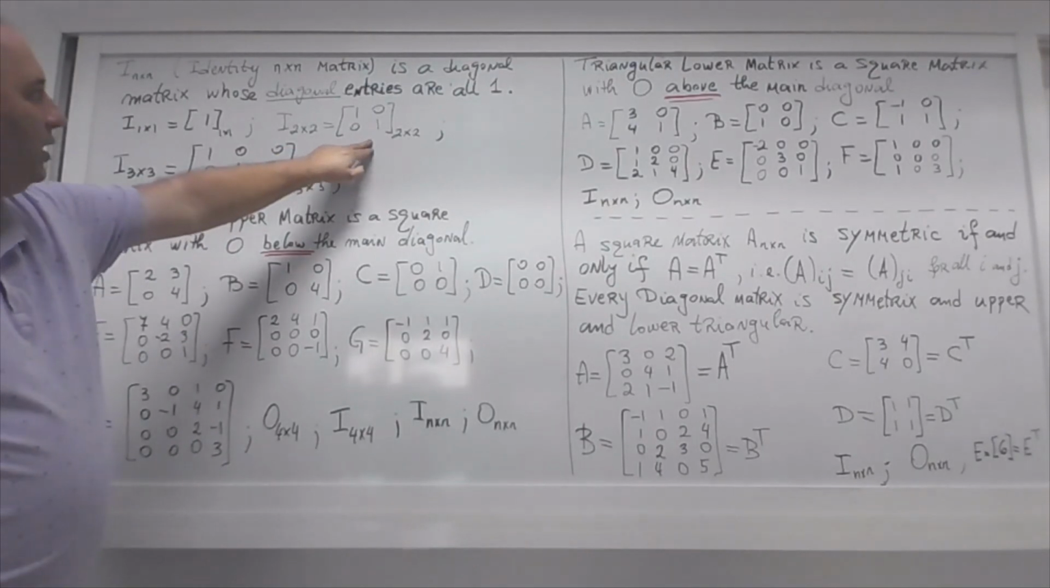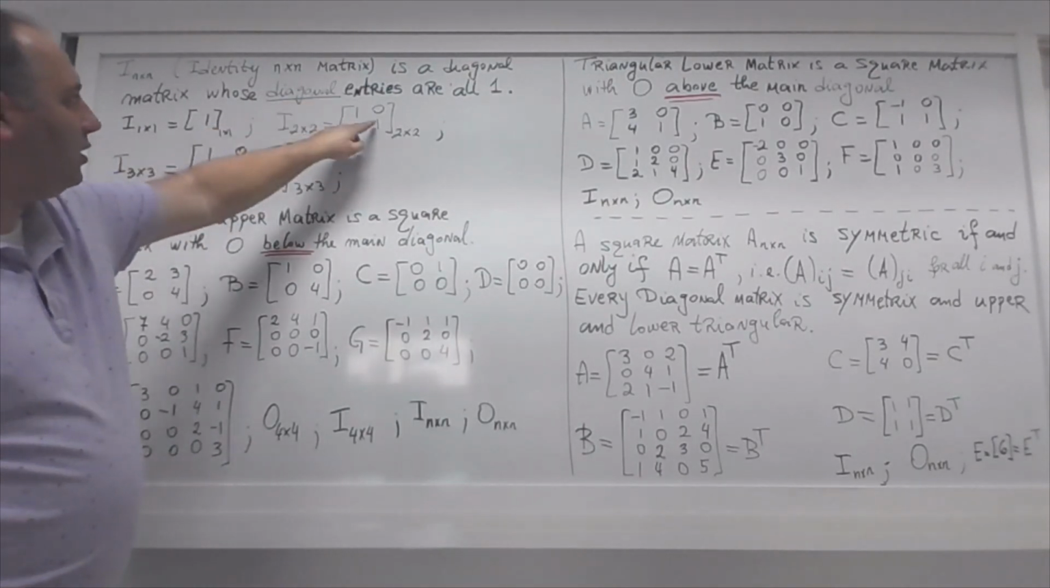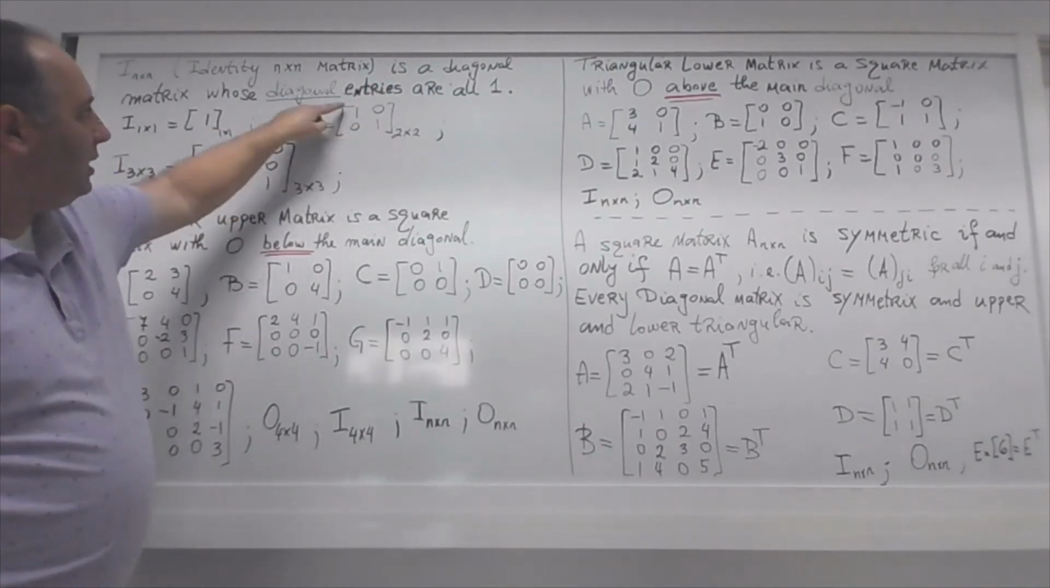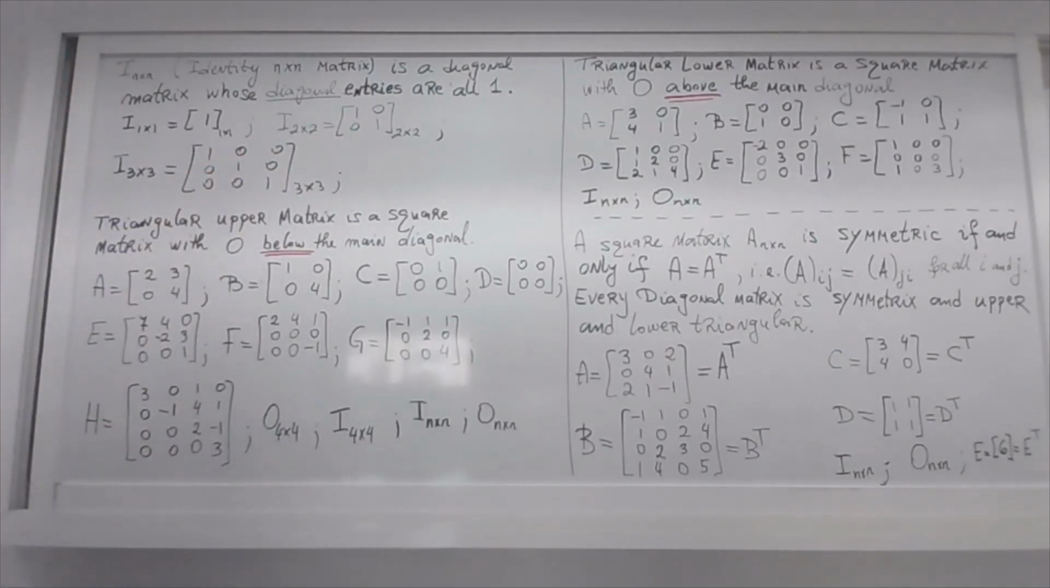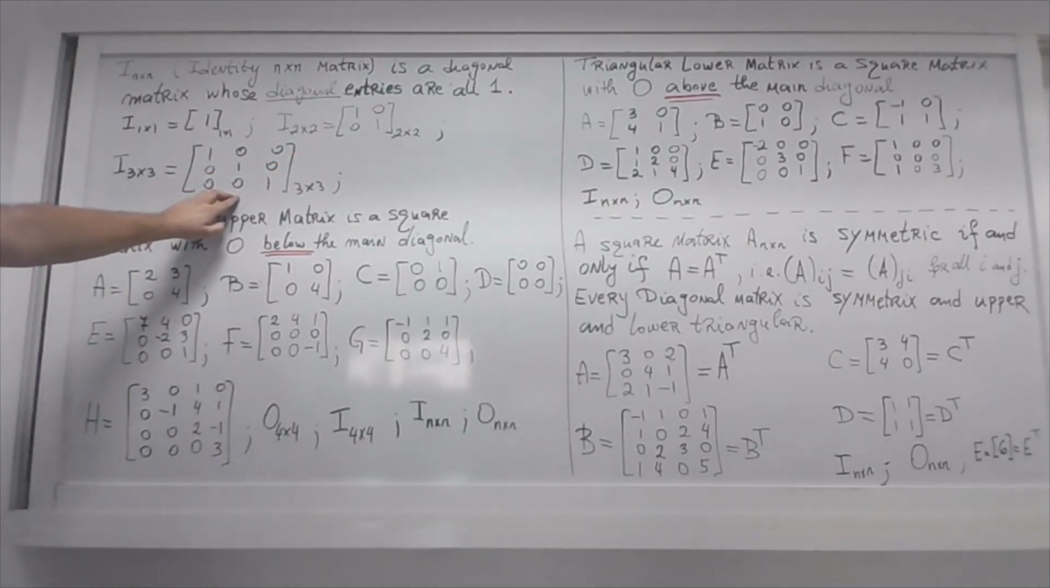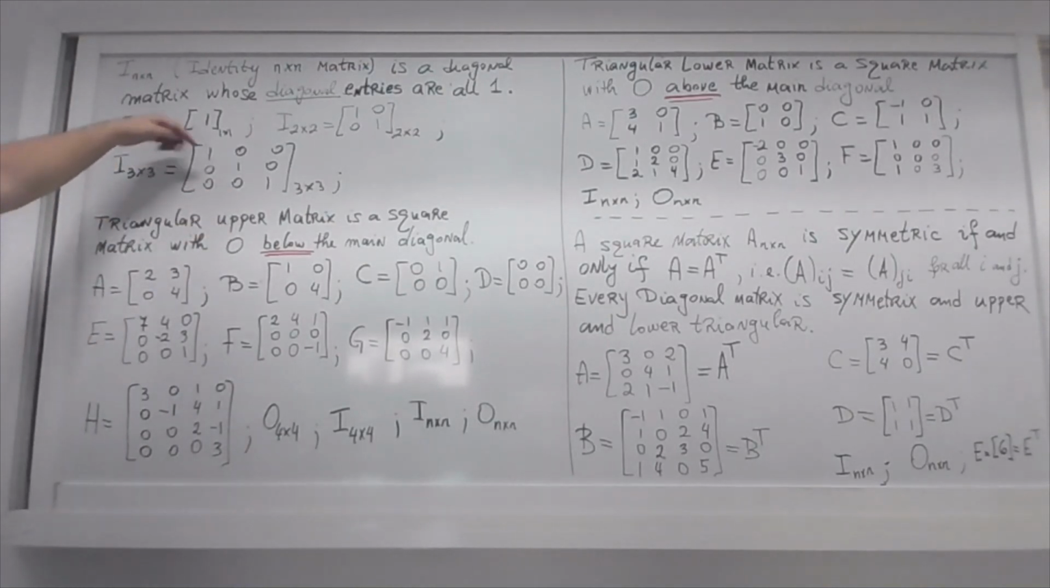2 by 2, we have off-diagonal entries 0, and on the main diagonal we have 1. So this is 2 by 2 identity, 3 by 3 identity. So we have off-diagonal entries 0, and the diagonal entries are all equal to 1. So that's called identity matrix. Same thing for 4 by 4. So you have zeros off diagonal, and on the diagonal you have 1.